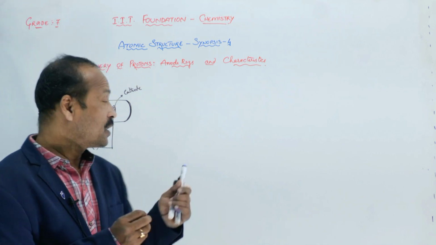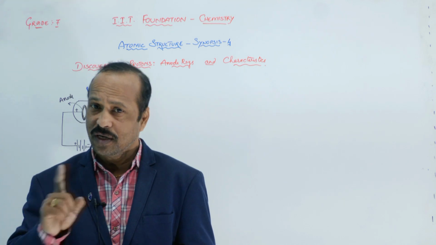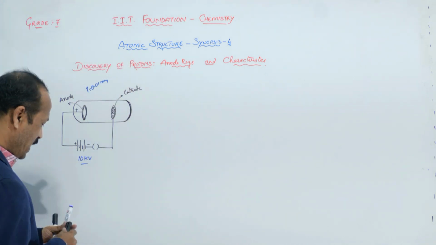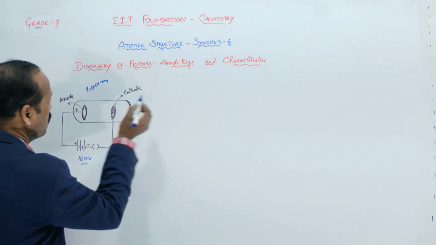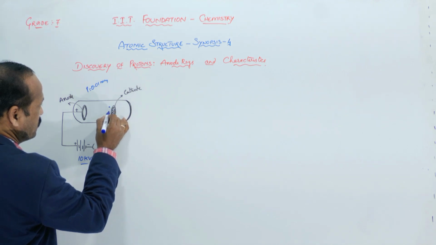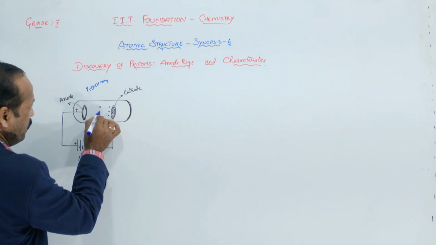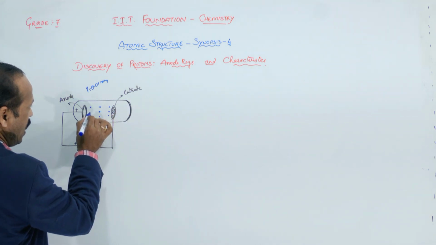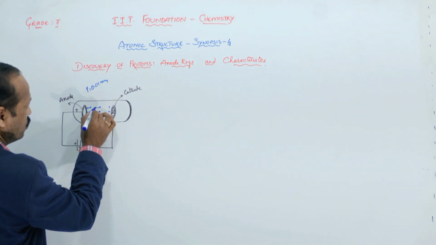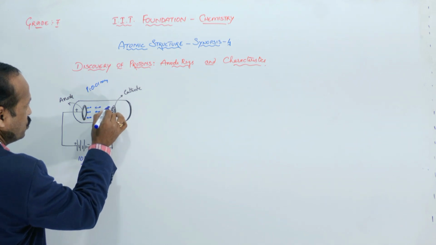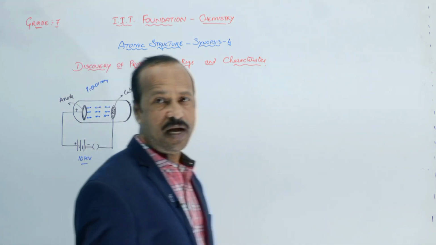How? Whatever gas molecules are there inside, they split, and from that the cathode rays come out. Here I represent the cathode rays with blue color. The cathode rays are released from the cathode, and these are moving towards the anode, like this.